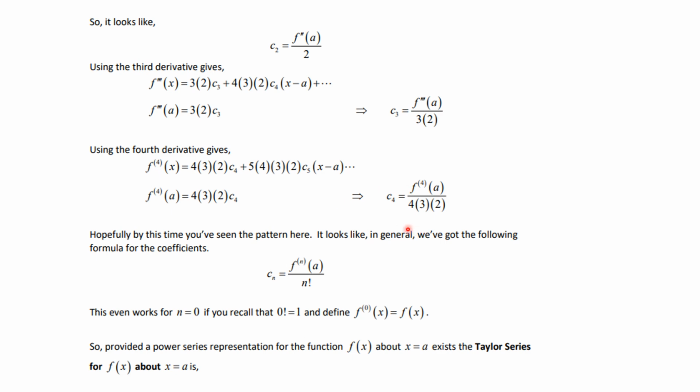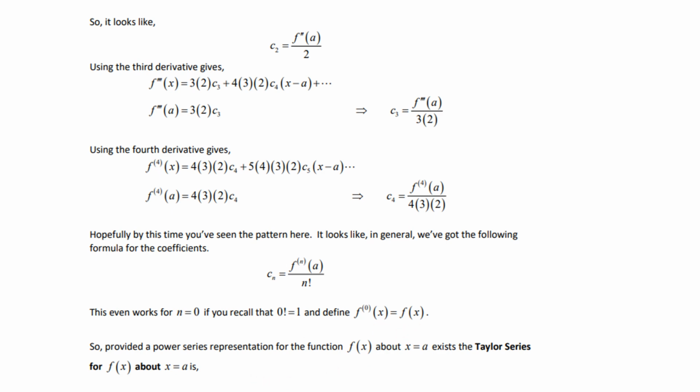Now you're starting to recognize a pattern here, and in general, we have the following formula for the coefficients. C sub n, the nth coefficient, is equal to the nth derivative of f evaluated at a divided by n factorial. And this even works for n equals 0 because 0 factorial is 1, and so the zeroth derivative is just the function itself.